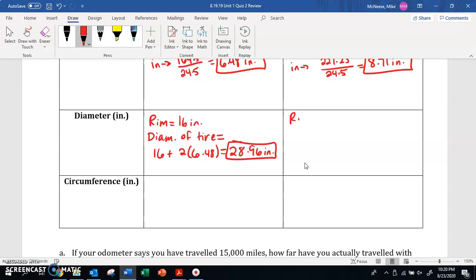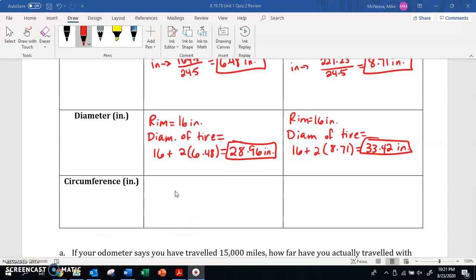On this one, remember the rim is also 16 inches. And the diameter of the tire is equal to 16 plus 2 times the height. In this case, it's going to be 8.71. So we're going to get a measurement of 33.42 inches.